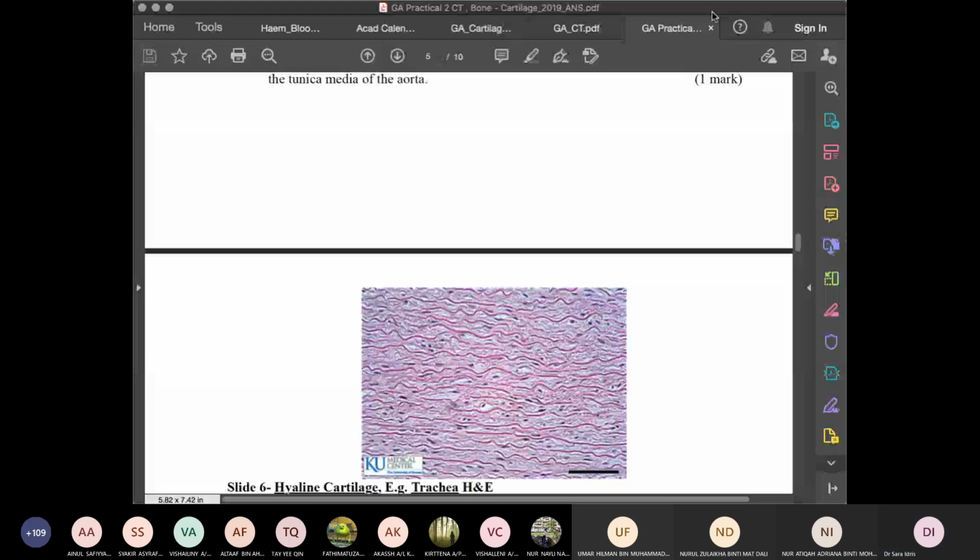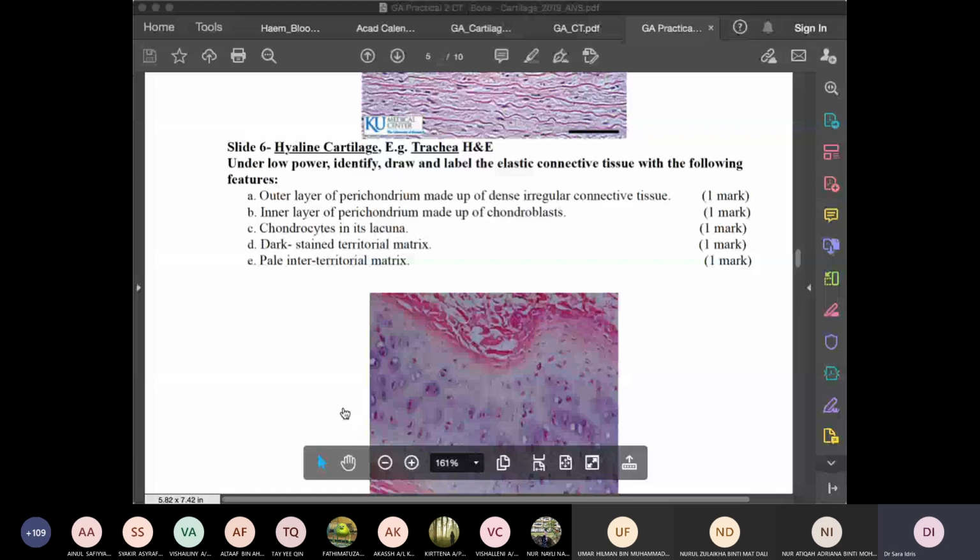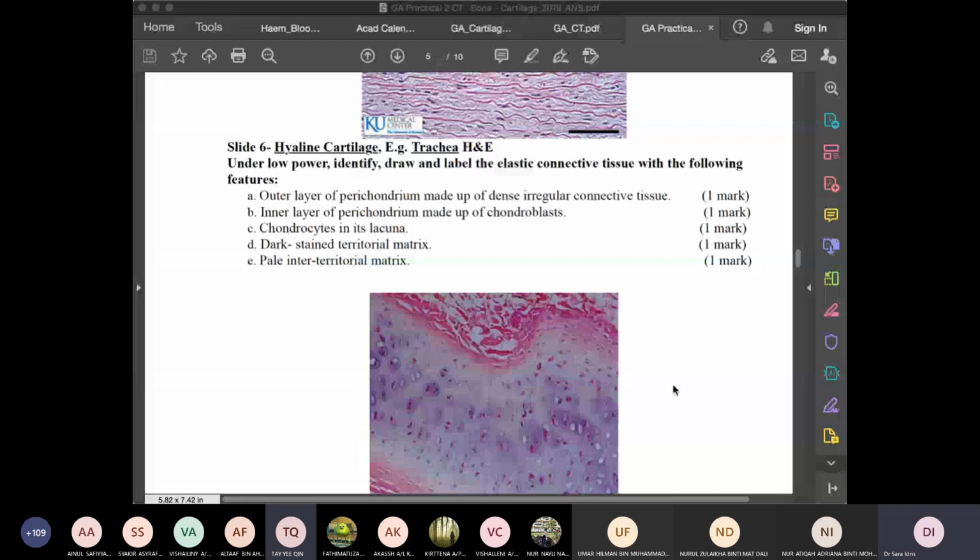Okay, now we're going to move on to your cartilages. How many types of cartilages are there? Let me show participants. Tay Yi Chin. Tay, Doctor, hello. How many types of cartilages are there? Three. Three types, good.